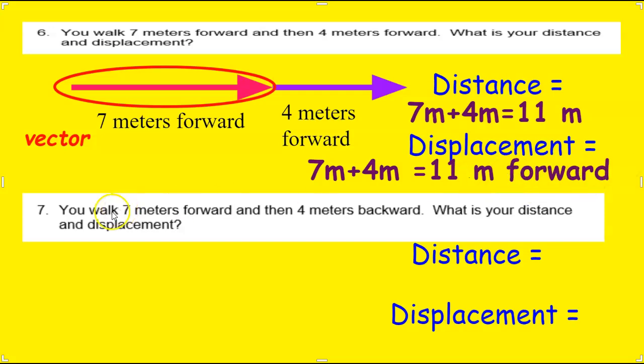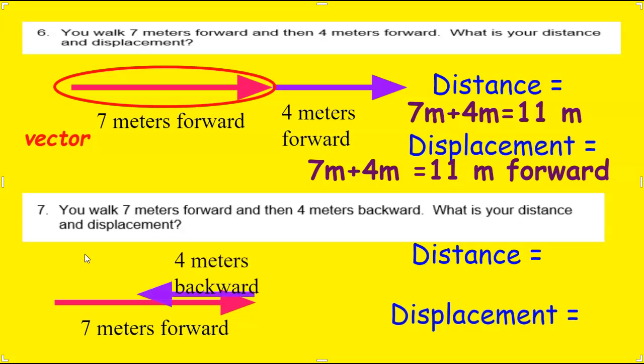Again, direction. If I move 7 meters forward and then 4 meters backwards, my distance is the total amount that I move. So again, it's 11 meters.